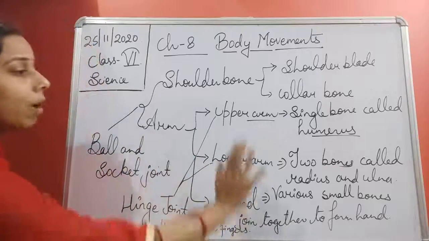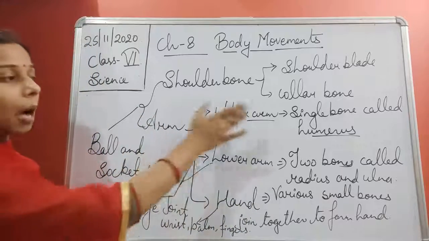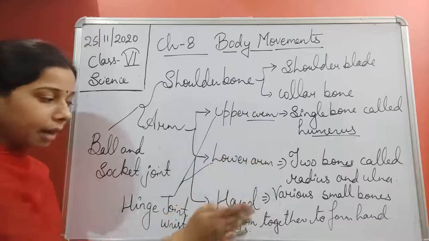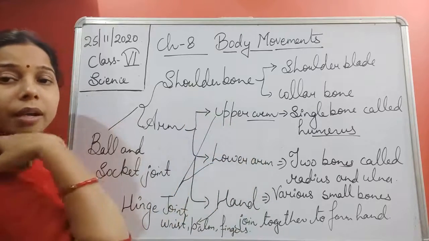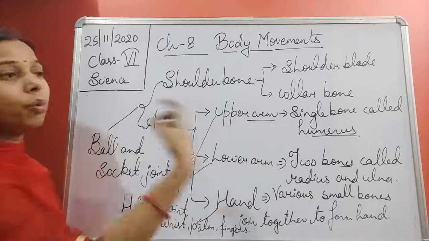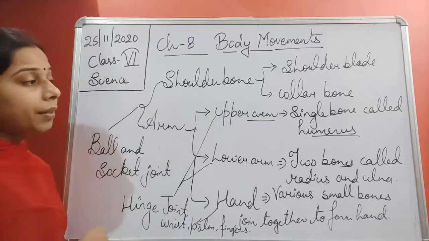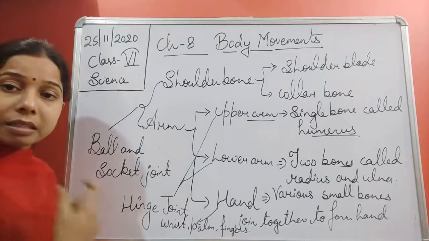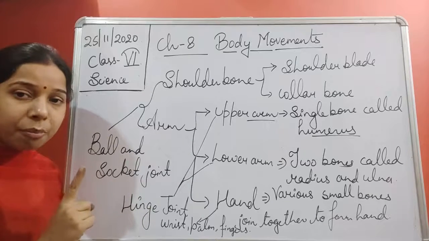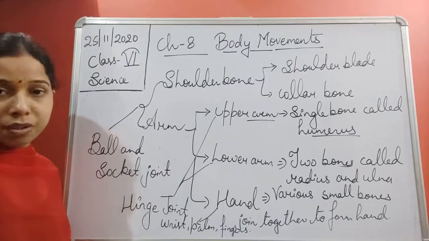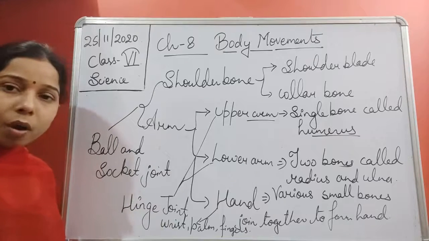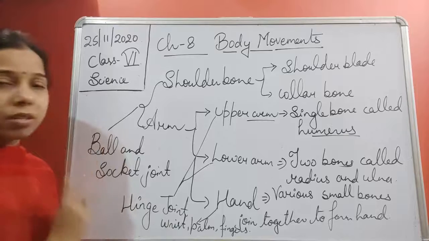So this is all about the arm, students. Upper arm is there, lower arm is there, and hand is there. The upper arm starts from the shoulder and is connected to the lower arm by the elbow. And this upper arm consists of only a single bone, and that is known as the humerus. In the case of the lower arm, there are two bones present.